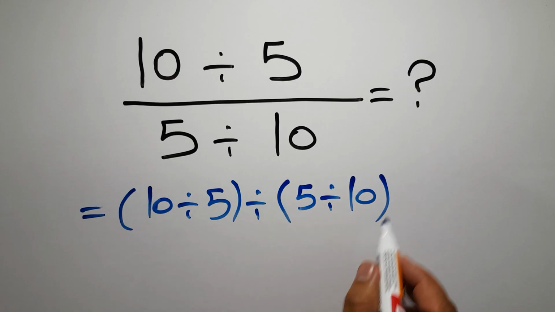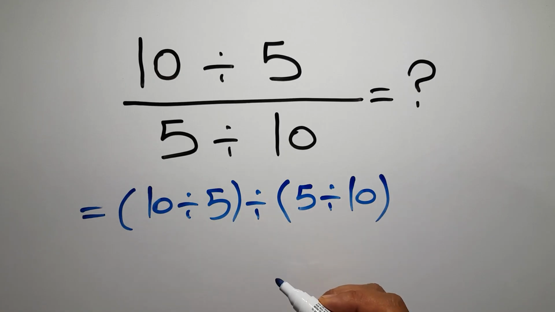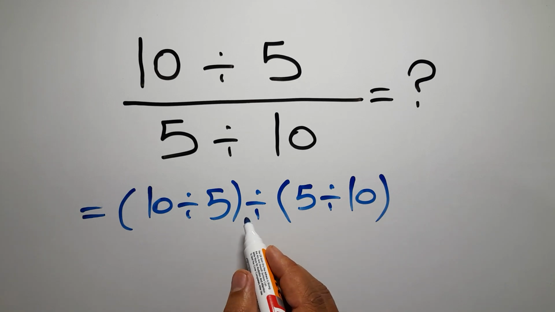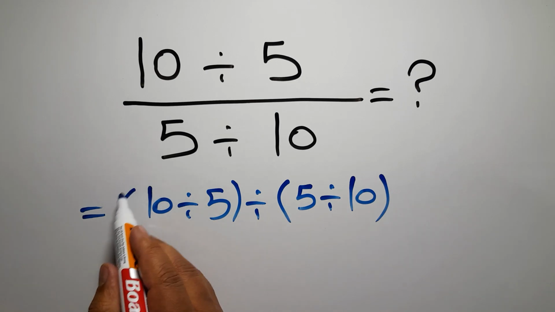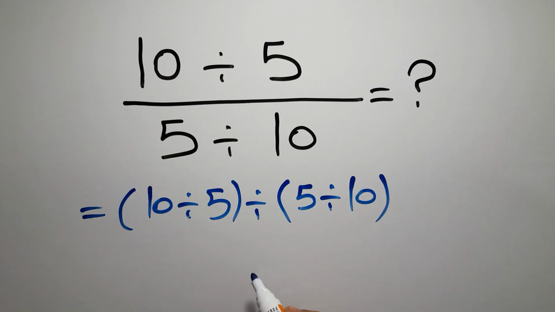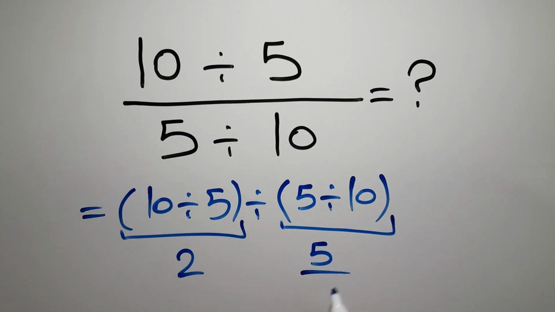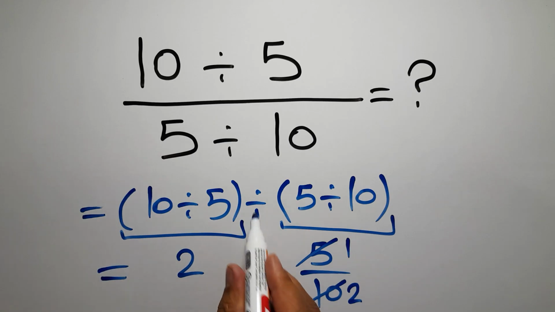Now we have two parentheses and one division. According to the order of operations, parentheses has higher priority than other operations. So first this parenthesis and this parenthesis. 10 divided by 5 equals 2. And 5 divided by 10, we can write 5 over 10. And now 5 divided by 5 gives us 1 and 10 divided by 5 gives us 2. So we have 2 divided by 1 over 2.